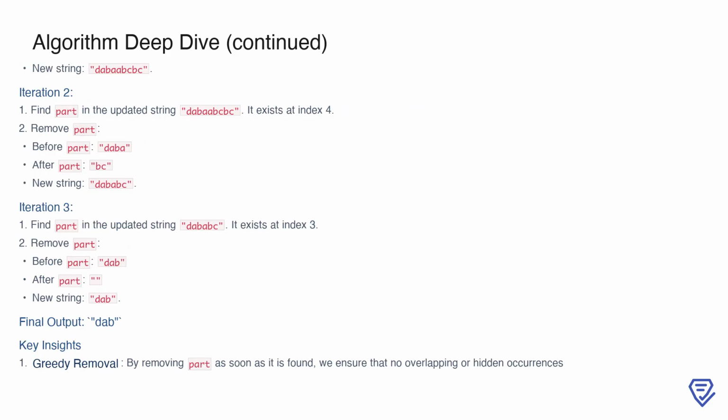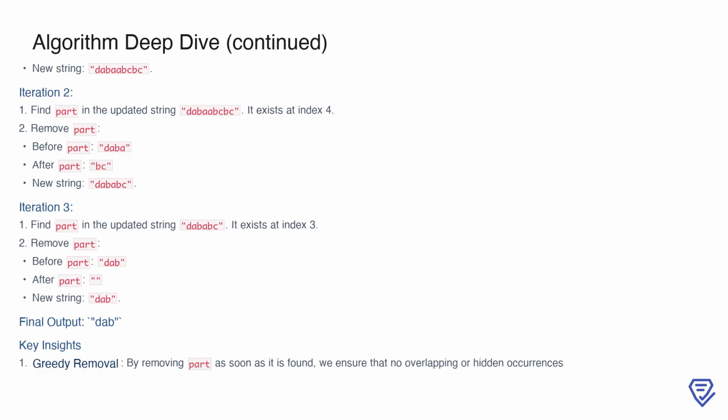In the second iteration, the updated string is dabak, and part is found at index 4. We repeat the removal process, the portion before part is daba, and the portion after is bc. Combining these gives us dabak. Moving to the third iteration, the string is now dabak, and part is found at index 3. After removing it, the string is reduced to dab. At this point, no more occurrences of part remain, so the loop terminates. The final output is the string dab.